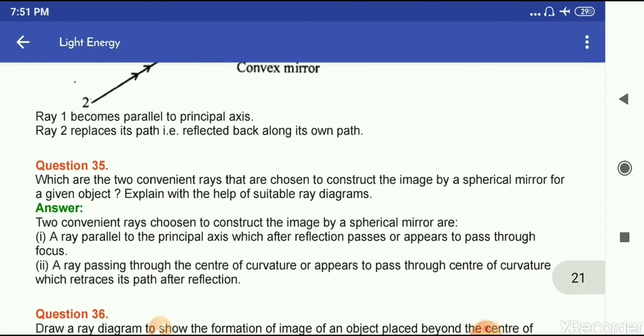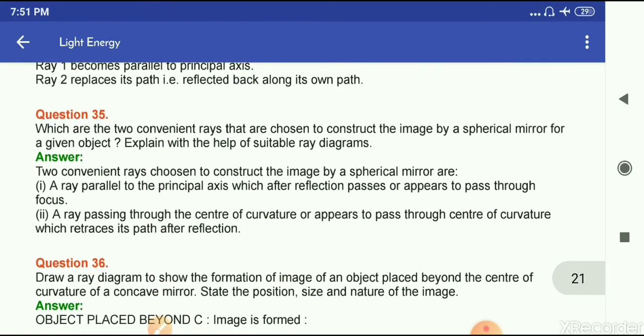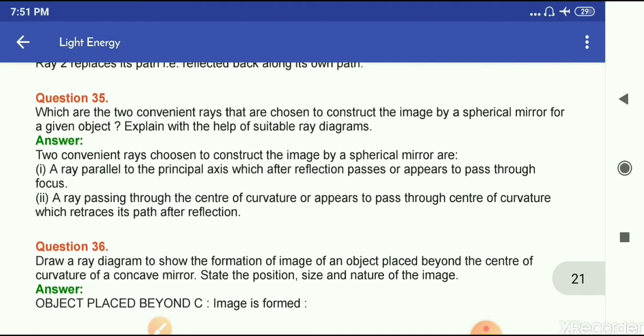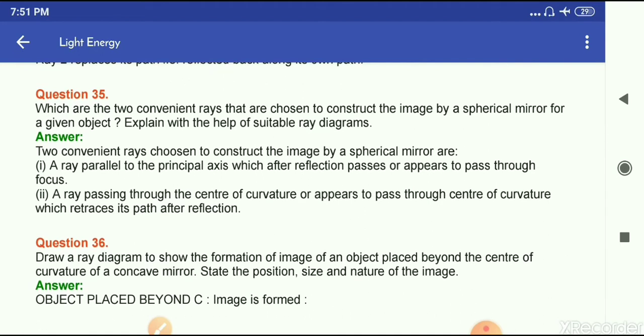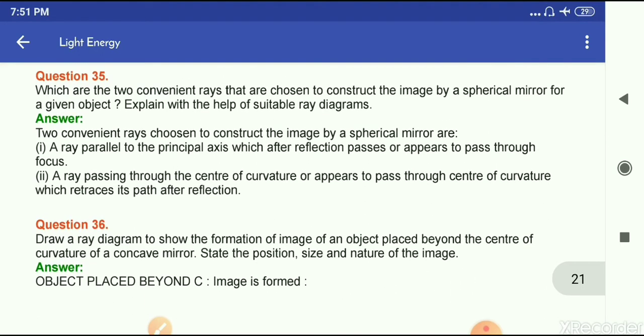Now question number 35. Which two convenient rays are chosen to construct the image by a spherical mirror for a given object? Explain with the help of suitable ray diagrams.